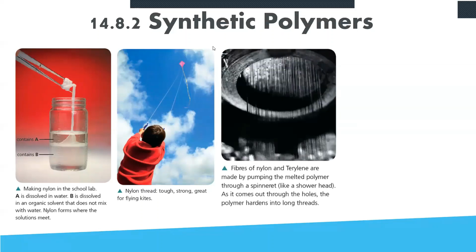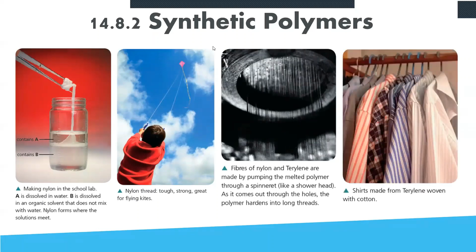Fibers of nylon and terylene are made by pumping the melted polymer through a spinneret. It's like a shower head. As it comes out through the holes, the polymer hardens into long threads. So as you can see from the diagram, most shirts are made from terylene woven with cotton, to make the shirt more durable.